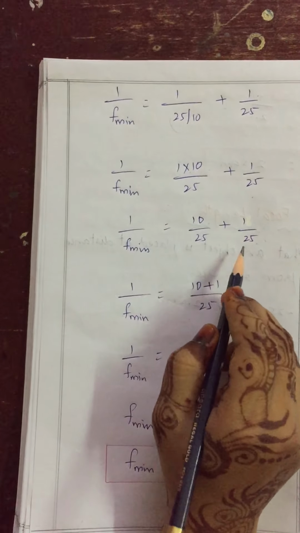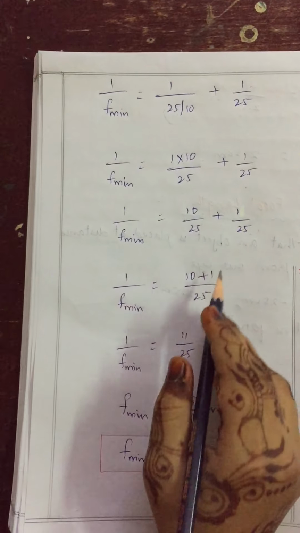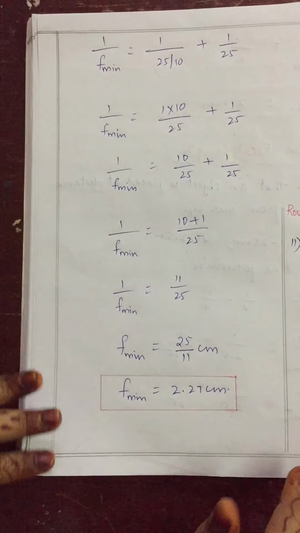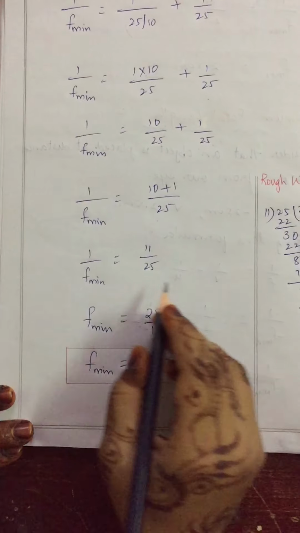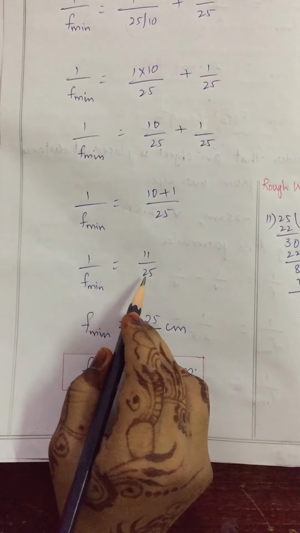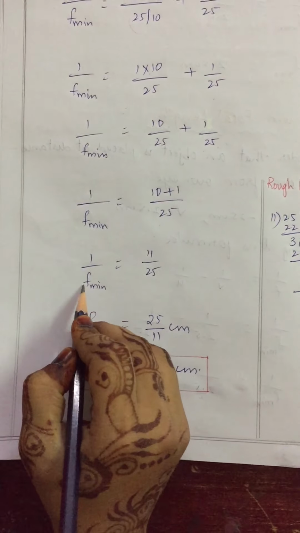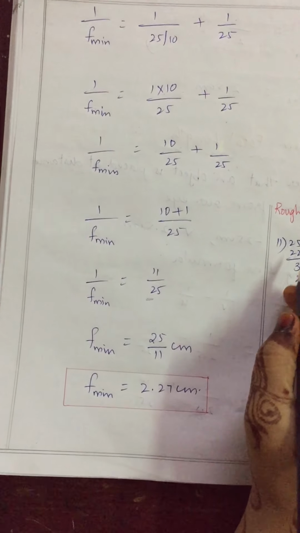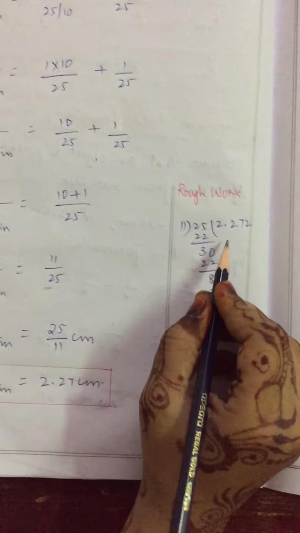Denominators are same now, children. So directly we can add the numerators, 10 plus 1 by 25. So that is nothing but 11 by 25. So 1 by f is equal to 11 by 25. We need f, so we take the reciprocal, f equals 25 by 11. Here we need to divide 25 by 11.